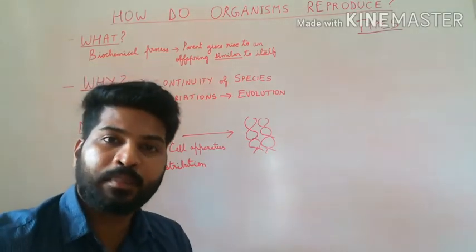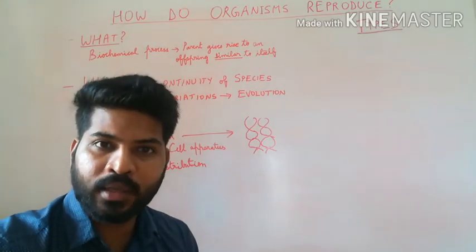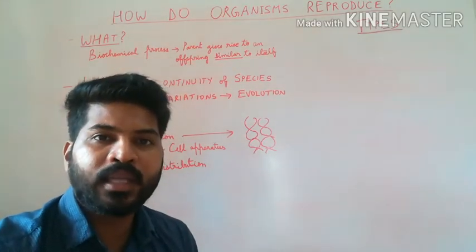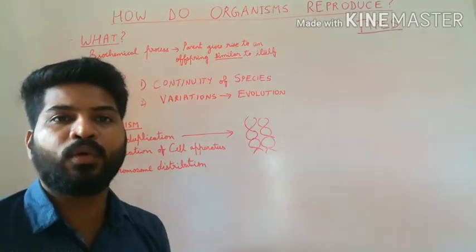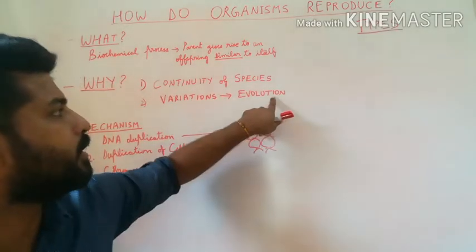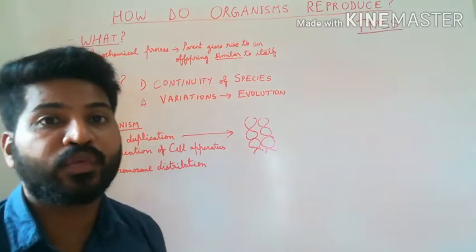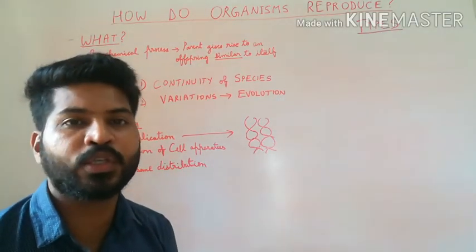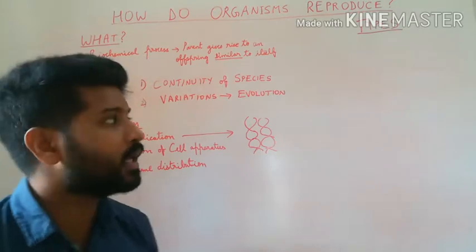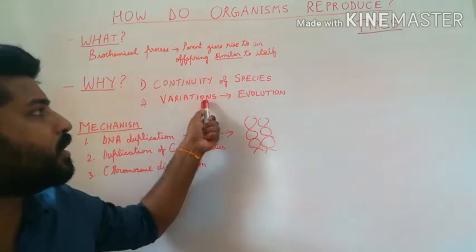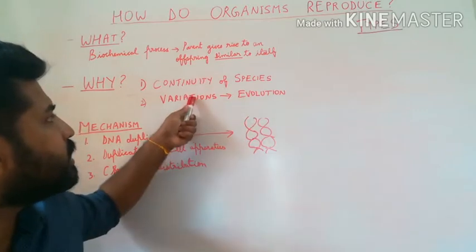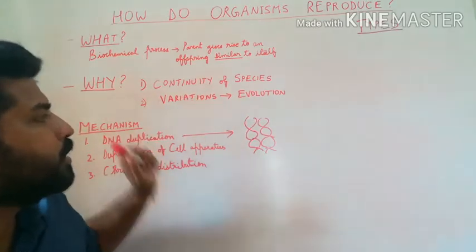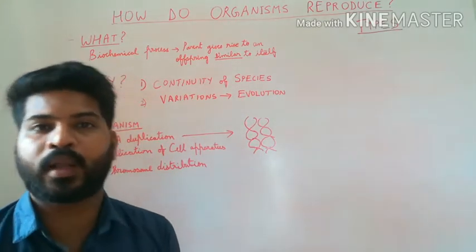These variations are passed from one generation to another generation. They produce their own variations. Together, all these variations accumulate over time and they result in production of a new species, evolution of a new species. Therefore, variations are required for production of a new species. These variations are a result of the event of reproduction.